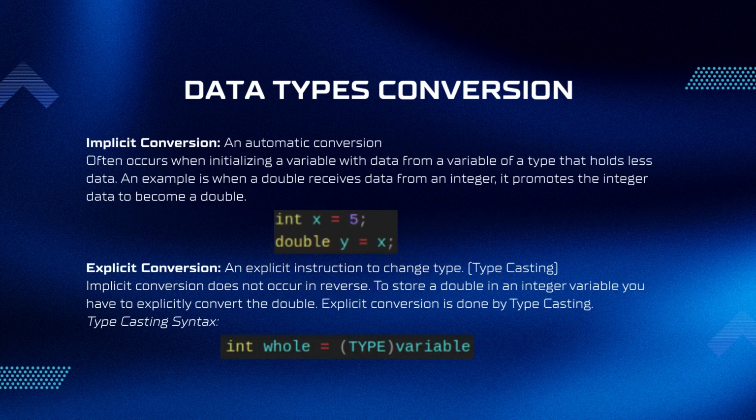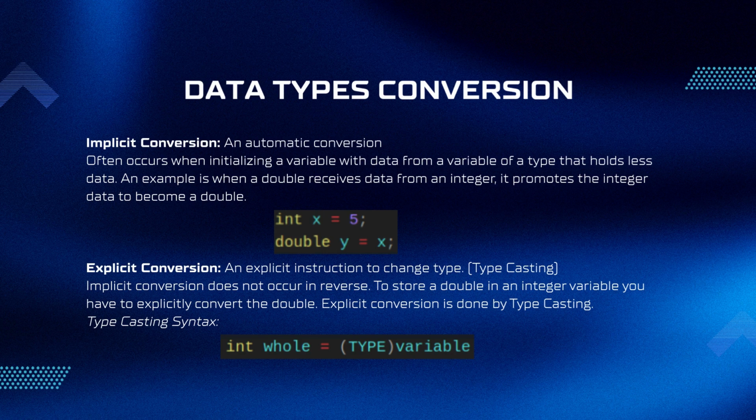In implicit conversion, an automatic conversion takes place. It often occurs when initializing a variable with data using a variable of a type that holds less data. An example is when a double receives data from an integer, it promotes the integer data to become a double. In explicit conversion, an explicit instruction to change type or type casting is performed. Implicit conversion does not occur in reverse. To store a double in an integer variable, you have to convert the double explicitly. Explicit conversion is done by type casting.